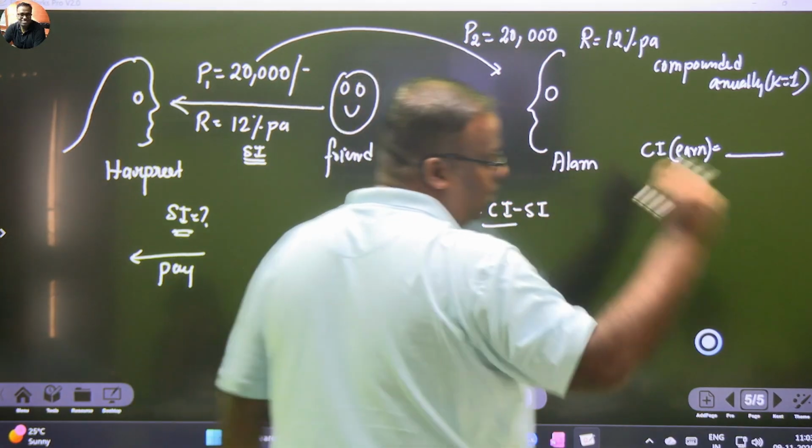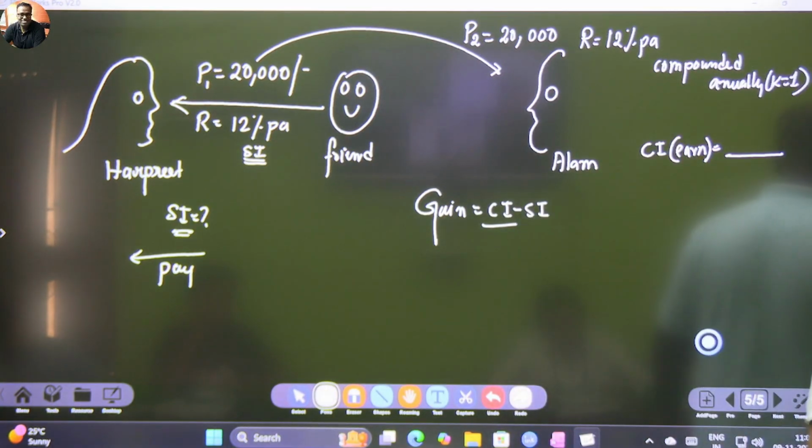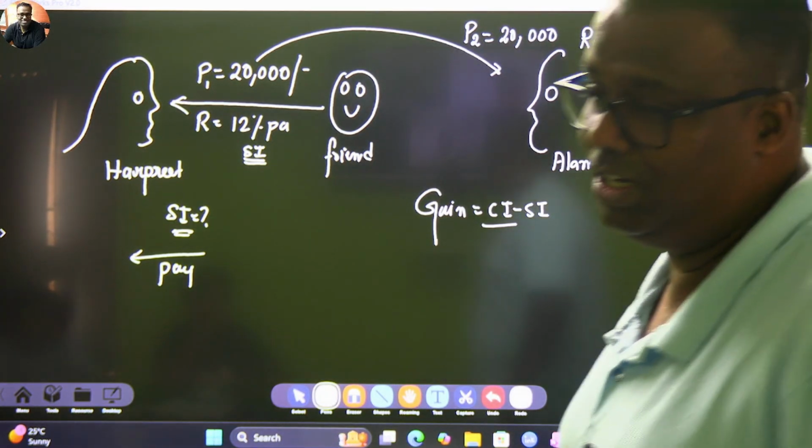This is the story. And we always have seen that simple interest is always less. So you borrowed money at simple interest, wow, and you lent somebody at compound interest.